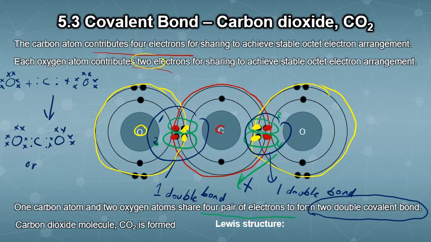Or you can draw it like this. This is one double bond, and this is another one double bond. So that's why it is said to have two double covalent bonds. I hope you understand.